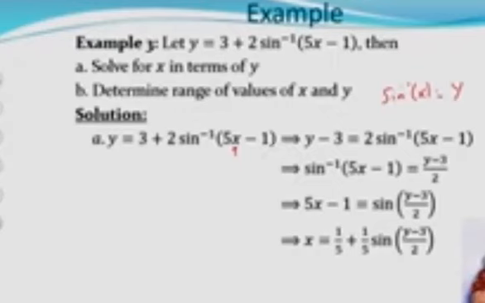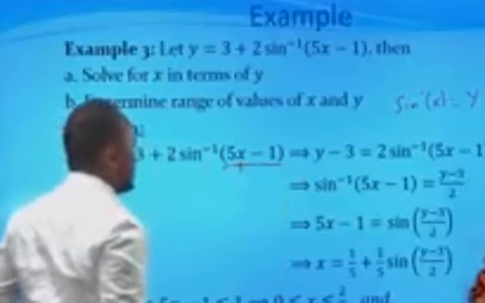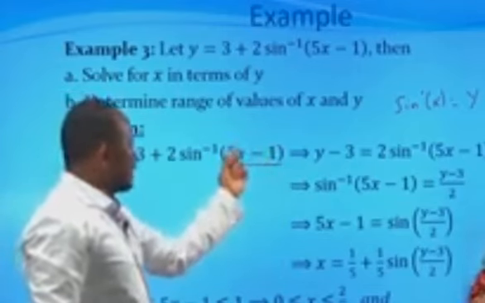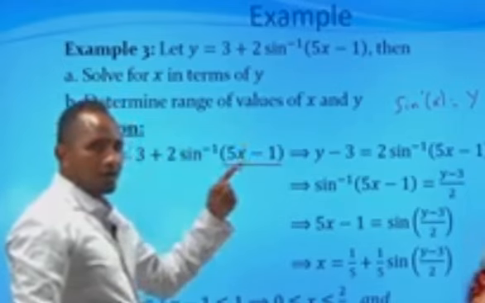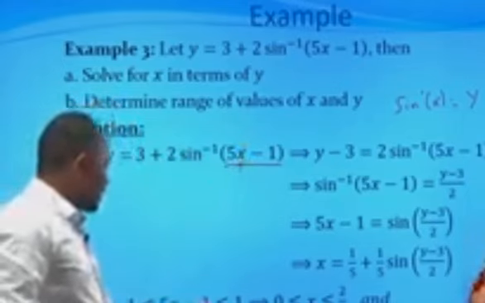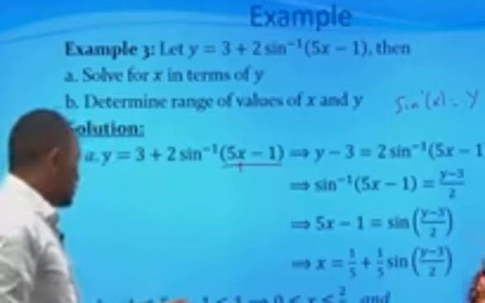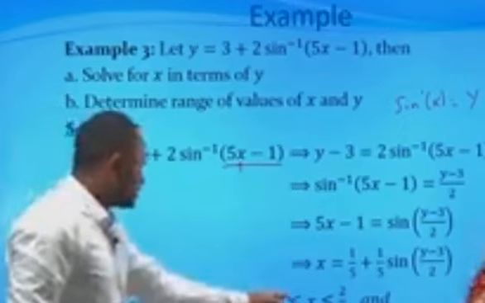So we are asked to determine the range of values of x and y. Okay, here this one, sine inverse of 5x minus 1, will be defined when this value is between -1 and 1. Therefore, 5x minus 1 must be on the interval between -1 and 1. So adding 1 on both sides and dividing by 5, you will have this one.